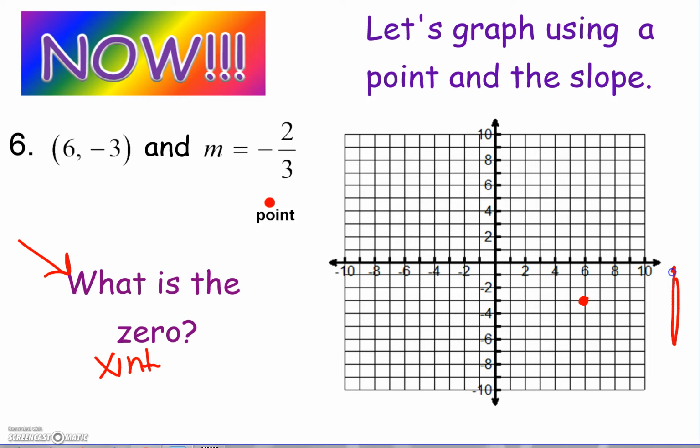So I know I'm going to need to move up on my graph because I need to get to the x-axis. So I'm going to rise up 2 and to the left 3. So rise up 2 and to the left 3. 1, 2, 3. And I'm going to do it again. Up 2 and to the left 3. 1, 2, 3.